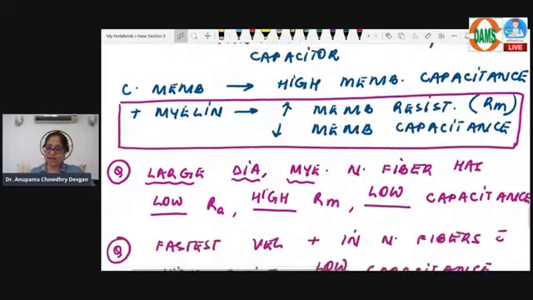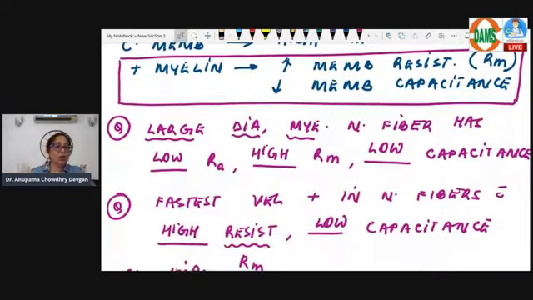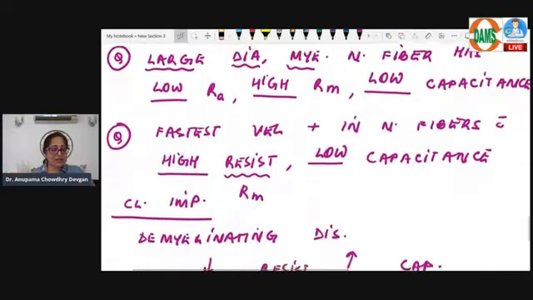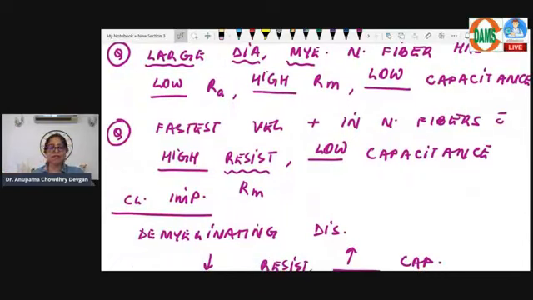So when I look at a large diameter myelinated nerve fiber, there is a low axoplasmic resistance, high membrane resistance, low capacitance. Membrane resistance increases, capacitance reduces. Fastest velocity will be seen in a nerve fiber with high resistance. If it says only resistance, we have to take RM into consideration by default.